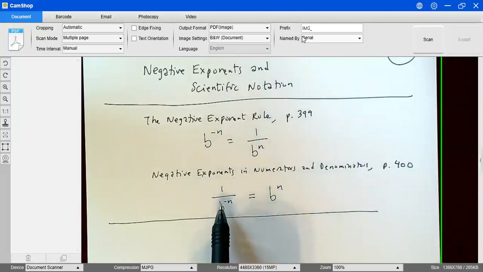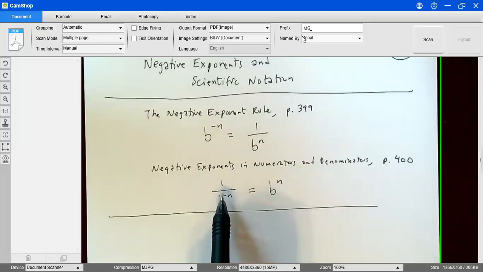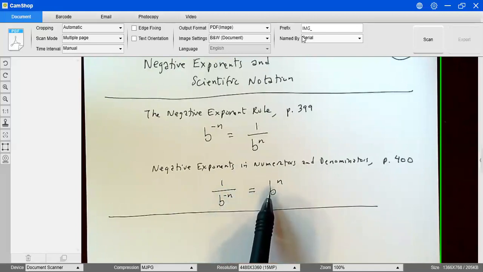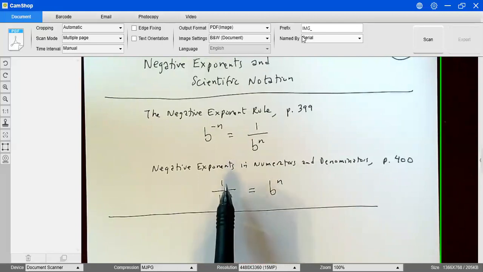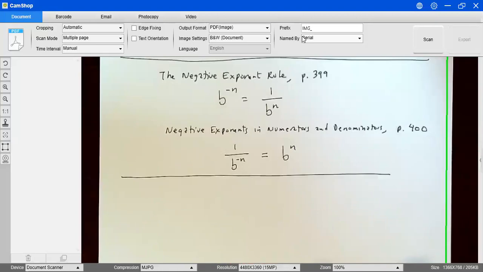Here you can see easily what happens when you have the variable with the negative exponent in the denominator. Then you move it to the numerator, and then you switch the sign. See, this is just a game of moving variables from the numerator to the denominator, or from the denominator to the numerator, to switch the sign of their exponents. So let's work some examples.